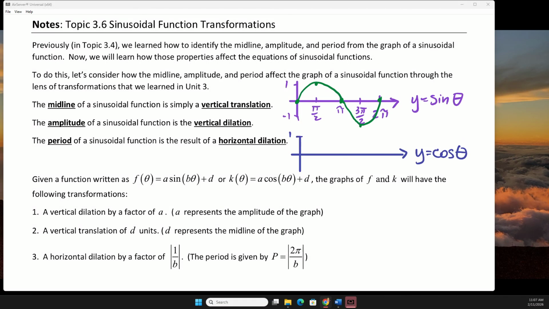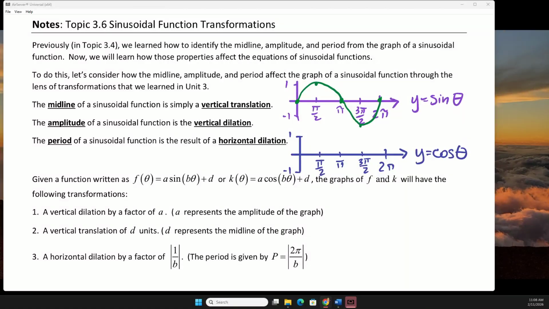It also is going to oscillate between -1 and 1. It has the same period. And this is also where the important parts of cosine are, the max, the mins, and the middle of the graph.